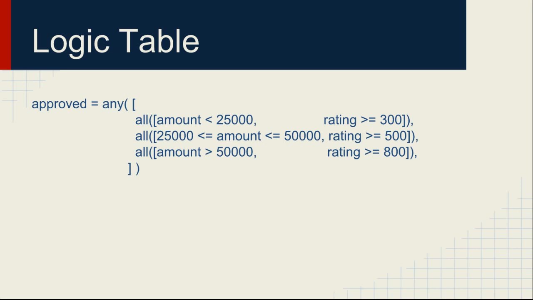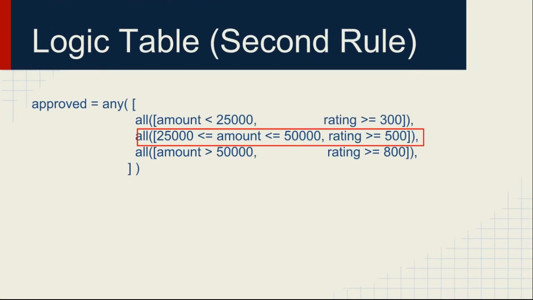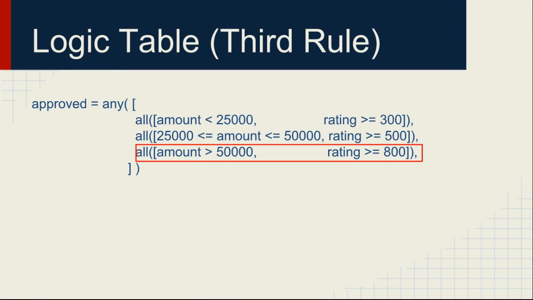Here's an example of a logic table using those two functions, the any function and the all function, and it's the same logic that we had in that earlier if statement. And our table says that we're going to approve the loan if you're asking for a small loan and your rating is at least 300, or if you're asking for a medium loan and your rating is at least 500, or if you're asking for a large loan and your rating is at least 800.